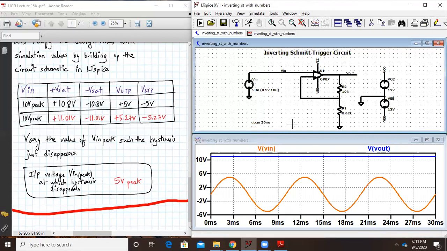So your inverting Schmitt trigger circuit will fail if my V in is less than my V LTP or V UTP peak, because V in has to cut those points. It cannot cut if it is less than that. So that's why the minimum input voltage at which the hysteresis curve disappears is 5 volts peak, as per the design upper threshold point and the lower threshold point.